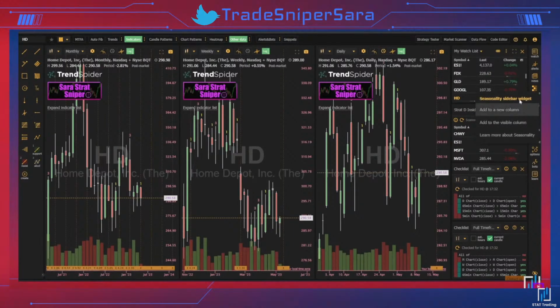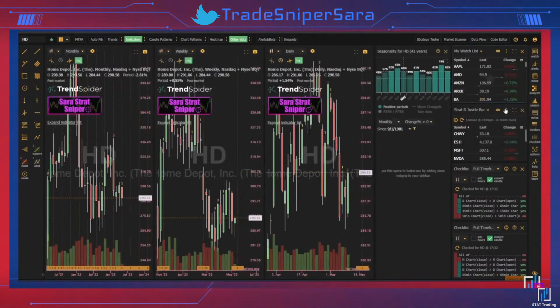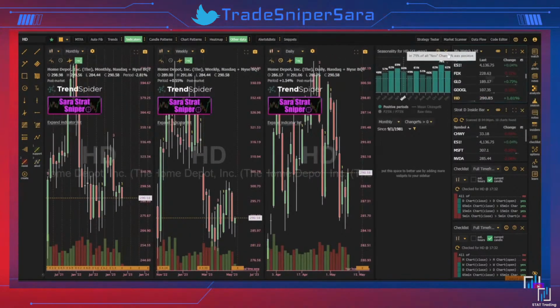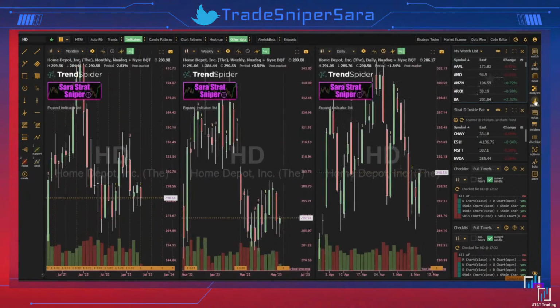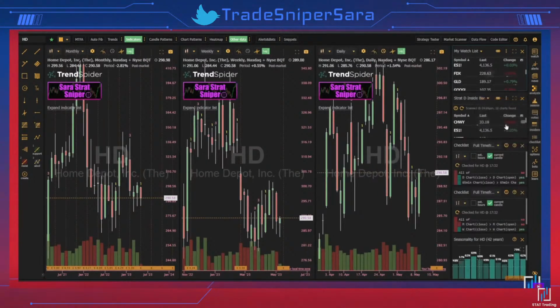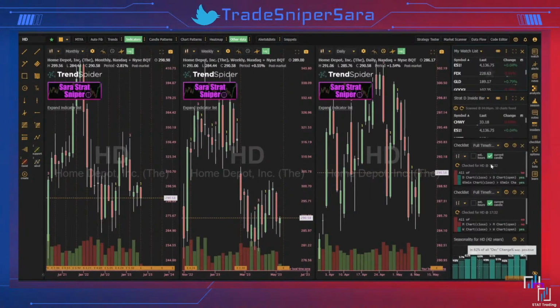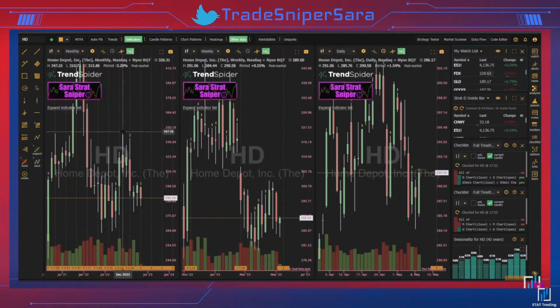A seasonality widget. I wonder if you can add to the visible. There you go. And you can scroll down and see it down there. Yeah, lots to play with. They've got YouTube videos too. But I just wanted to cover the important Strat stuff.